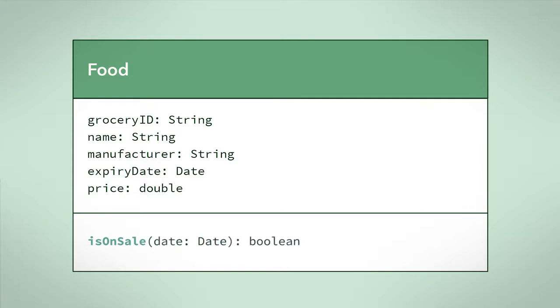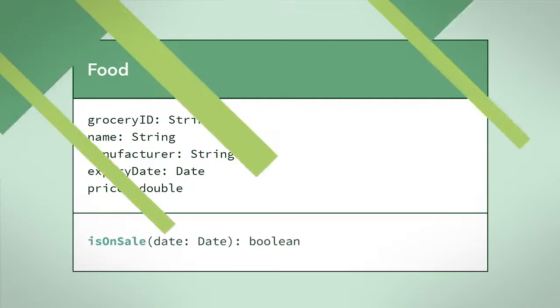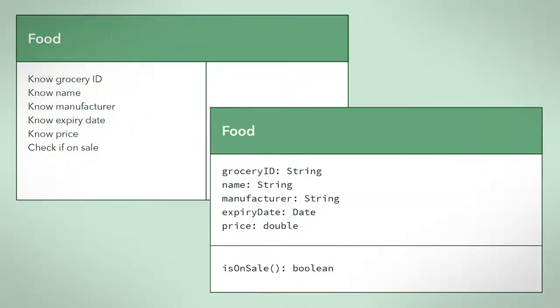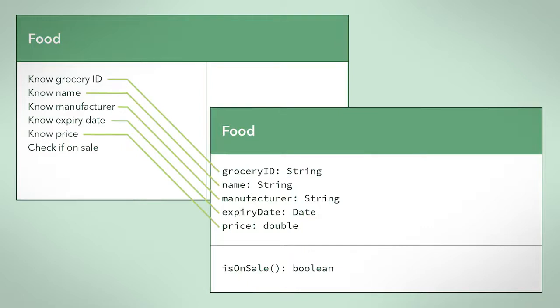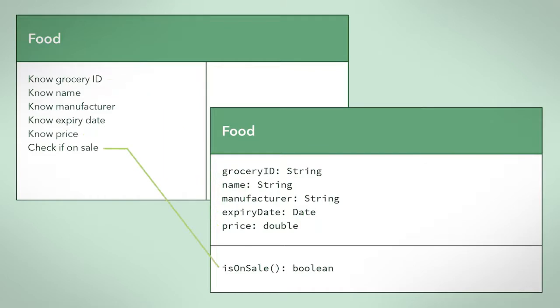Suppose isOnSale takes a date parameter and returns true if the food item is on sale on the given date. Our class diagram will now look like this. Note how the parameter list follows the same format as the class diagram's properties. Now, if we compare the CRC card to our class diagram, you might notice how some of the responsibilities on the card turned into properties in the class diagram. Some, specifically isOnSale, became an operation.